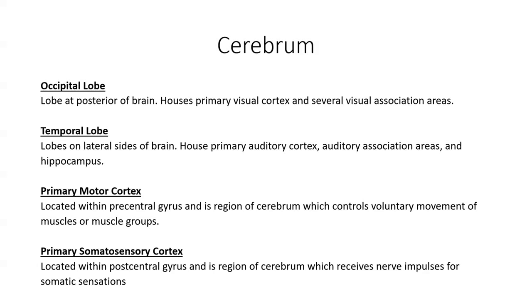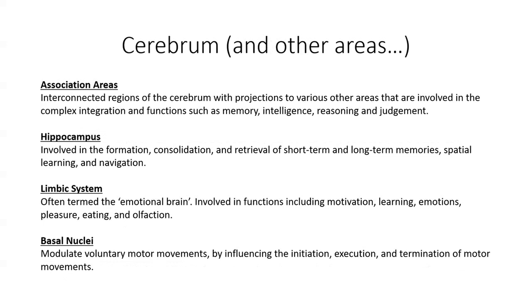Located within the postcentral gyrus, so the ridge posterior to our central sulcus, is the primary somatosensory cortex, the region of the cerebrum which receives all the nerve impulses for our somatic sensations. Our association areas are the interconnected regions of the cerebrum with projections to other areas that are involved in the complex integration and higher order cognitive functions, things like memory, intelligence, reasoning, and judgment.